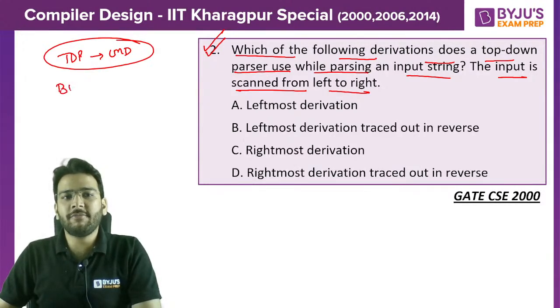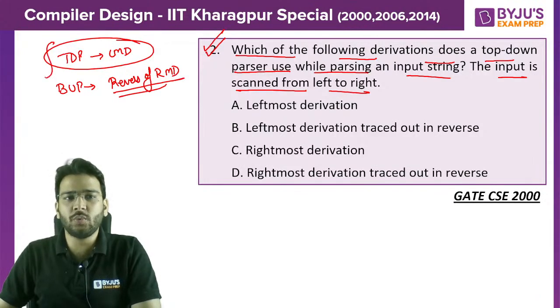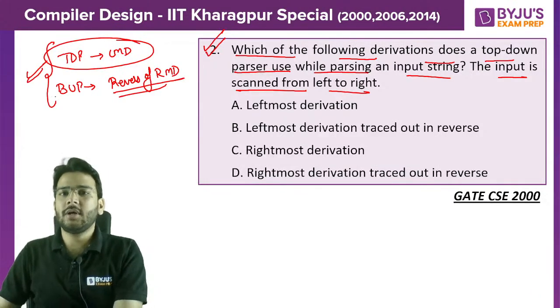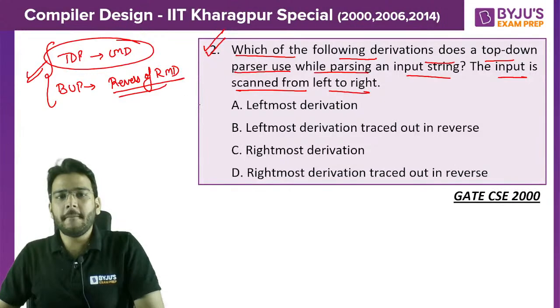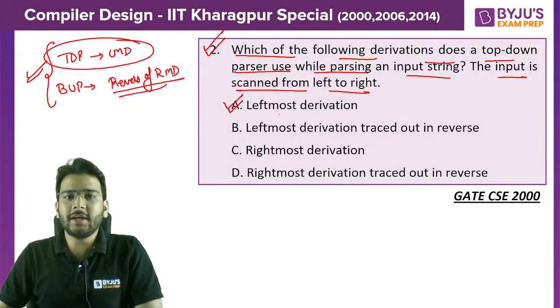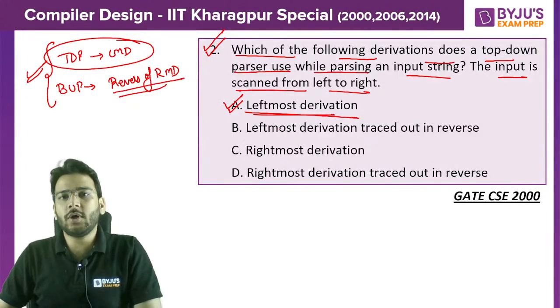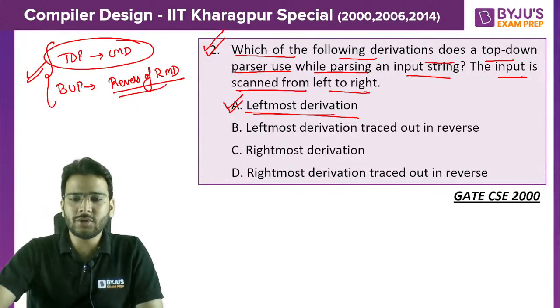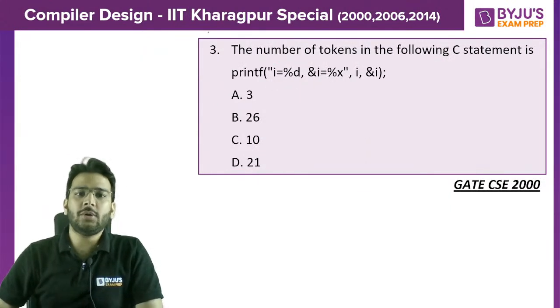And in case of bottom-up parsers, what do we use? We use reverse of RMD, right? Reverse of RMD. Remember these two. Very important questions. They can ask in 1 mark. So option A is the correct answer here. LMD we use for top-down parser. That means leftmost derivation. Let's proceed to the next question, guys.